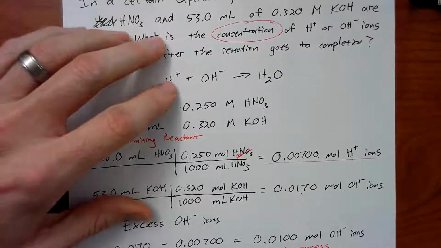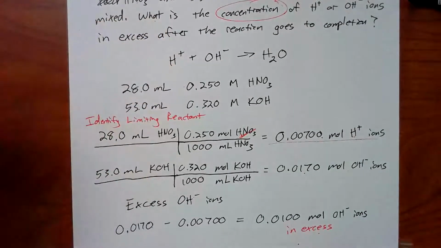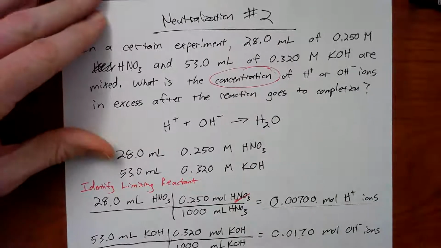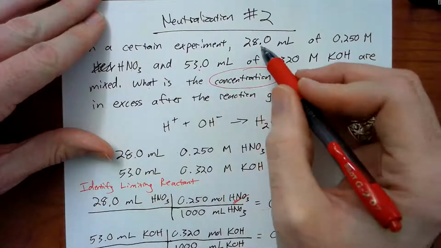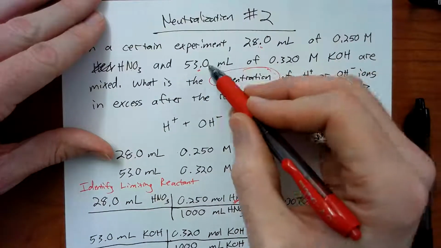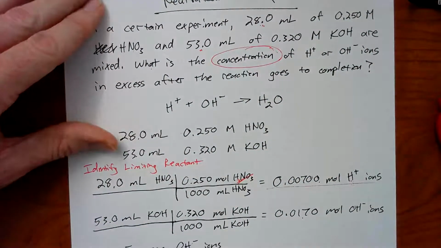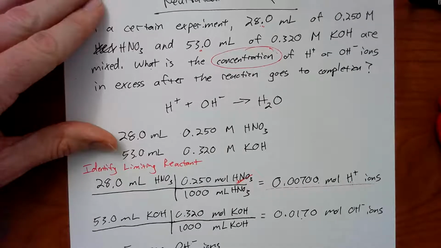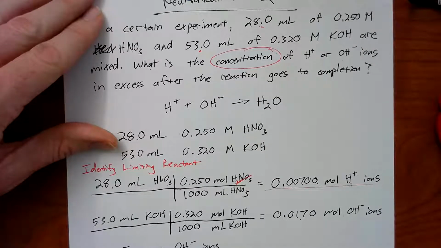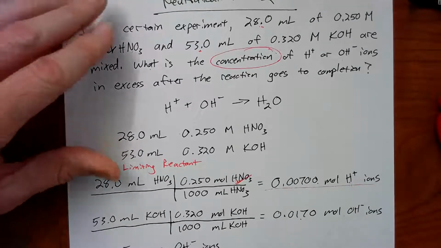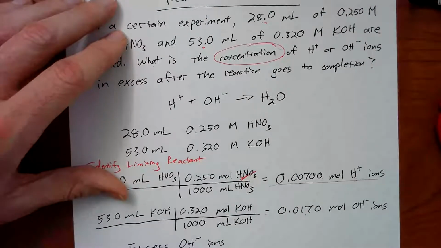One last trick, though, is I need to remember my total volume as well. Remember, I added 28 milliliters to 53 milliliters, so my final volume is the combination of the two. So I take 28.0 milliliters and add it to 53.0 milliliters to make 81.0 milliliters.